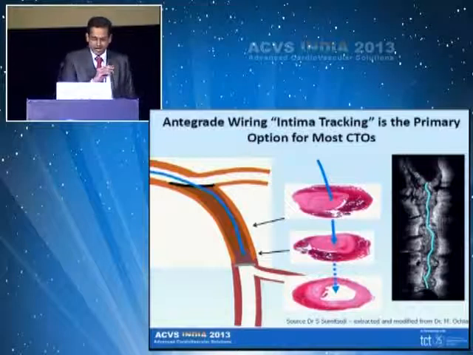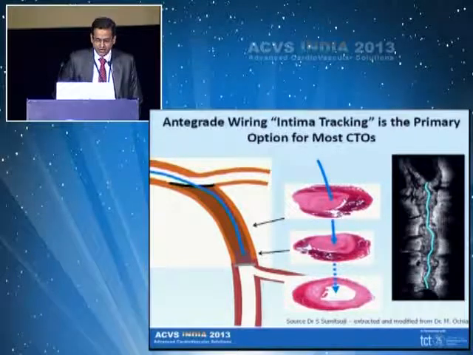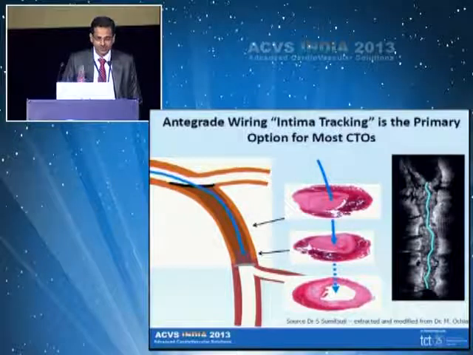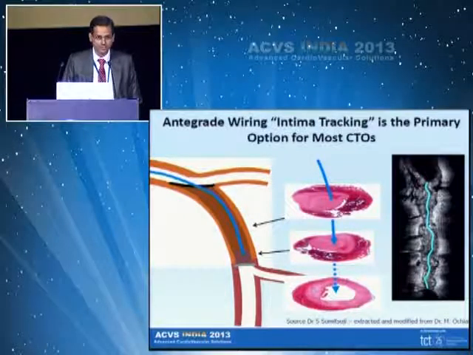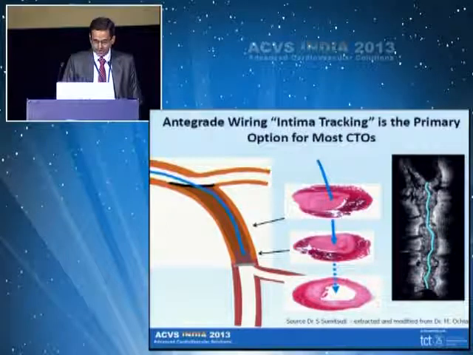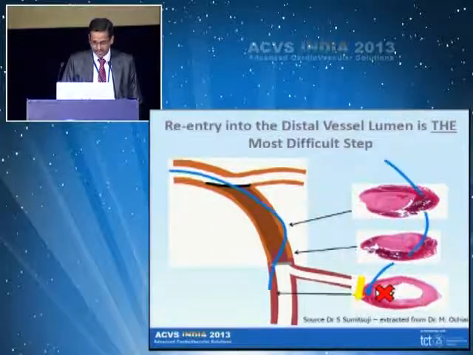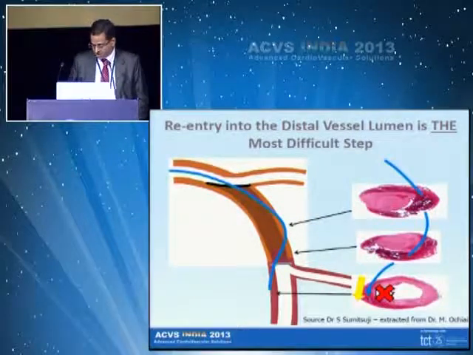While all of us aim when we do a CTO to do an intimal to intimal tracking, we don't want to go subintimal as a primary option to do the CTOs. So this is what all of us actually aim, and it should be an antegrade approach. This is our aim.